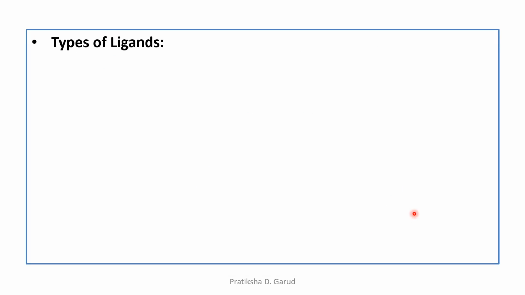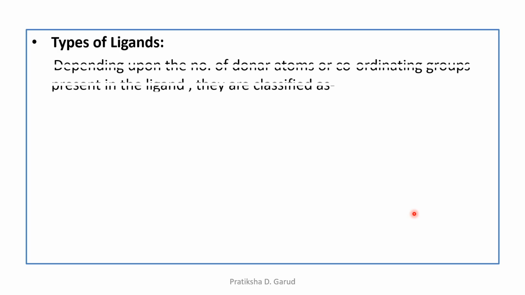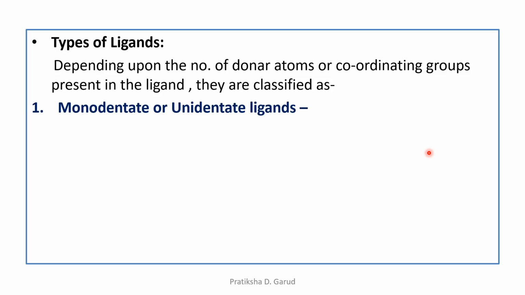Further, there are types of ligands. Depending upon the donor atom, which is donating an electron pair, or depending upon the number of donor atoms or coordinating groups present in the ligands, they are classified as follows. The first one is the monodentate or unidentate ligands.